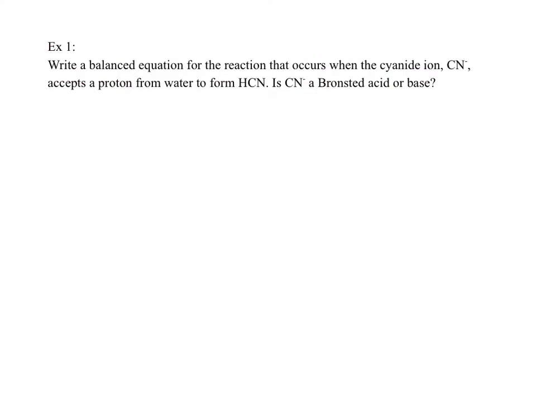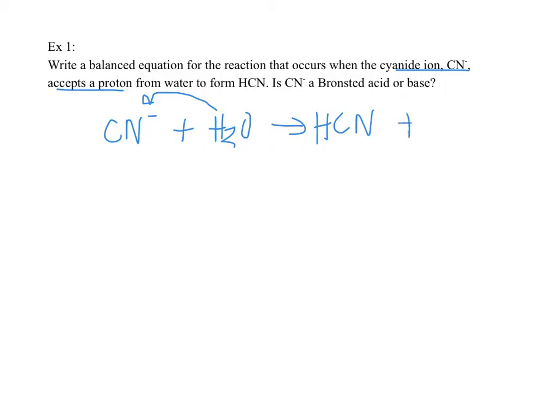Okay, we have 2 more problems left in the whole lesson. It says, write a balanced equation for the reaction that occurs with the cyanide ion when it accepts a proton from water. So we have a cyanide ion. It's going to react with water. They're saying that that ion is going to accept the hydrogen from the water, creating HCN. And then if water loses one, it's going to become a hydroxide ion.